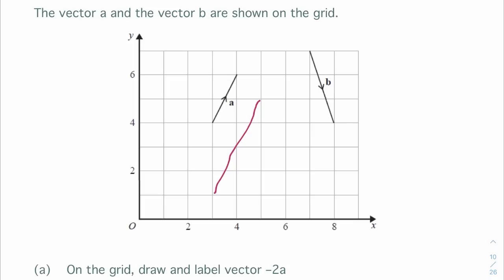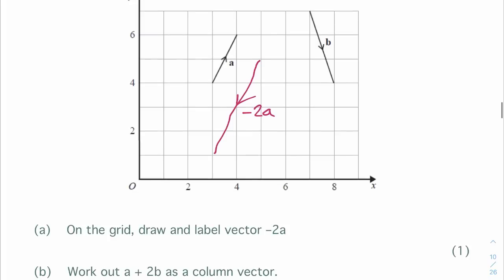Now minus 2A means it's going now in the opposite direction. So we draw our arrow the other way, we just label that as minus 2A. And there we go, that would be our vector.